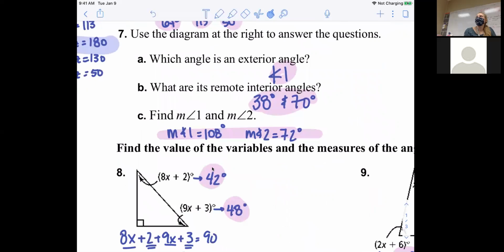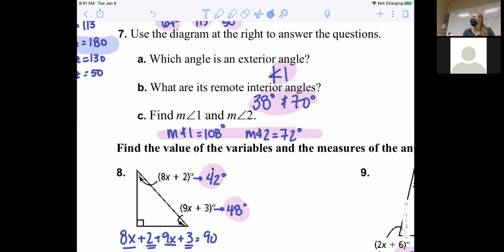This is using the remote interior and exterior angle idea, finding angles. That number 8 is the very last one we did in class yesterday, the corollary to the triangle angle sum theorem. Questions so far? Keep moving, or do you need a second?